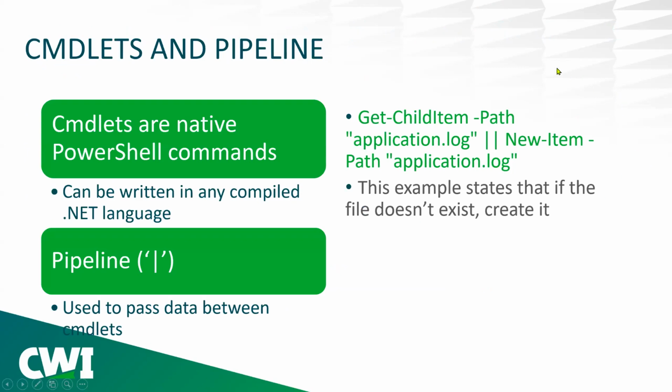So you remember how we talked about piping? There's the little pipe. Commandlets are native PowerShell commands. They can be written in any compiled .NET language. A pipeline is used to pass data between commandlets. So this is an example: Get-ChildItem -Path application.log, and then you have a pipe, New-Item -Path application.log. In this example, it states that if the file doesn't exist, you need to create it.